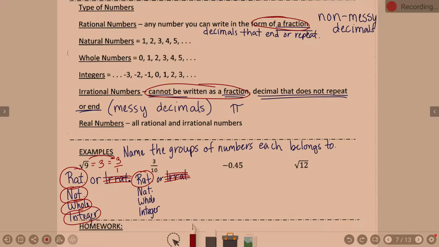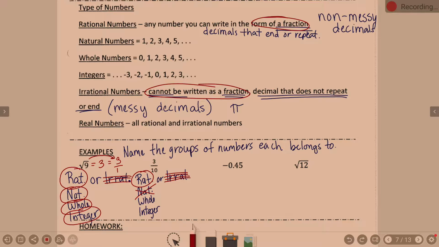Stop and listen. Don't just blurt stuff out. 3/10 is a fraction. Do my natural numbers include just random fractions? No. Do you see anything like 3/10 in this list? No. I only see 1, 2, 3, 4, 5, and then the dots mean more. 6, 7, 8, 9, 10, 11, 12, forever, right? So is it natural? No. Natural does not include fractions.